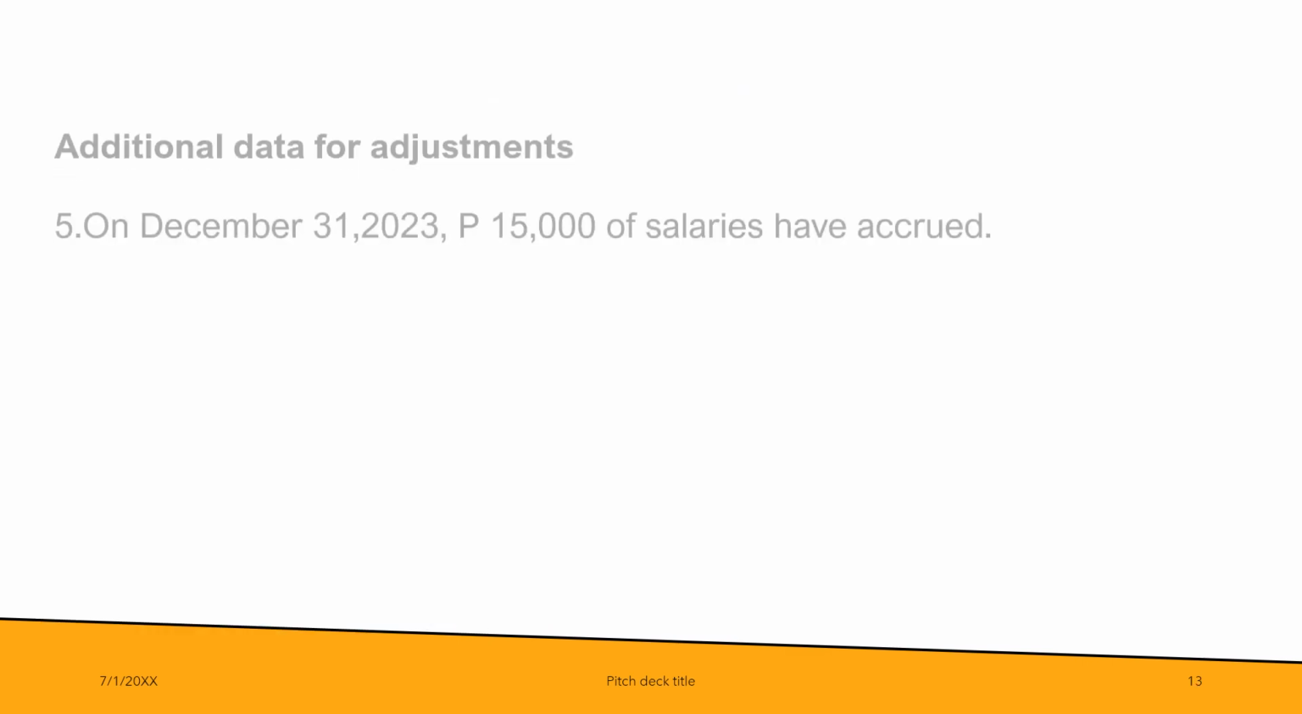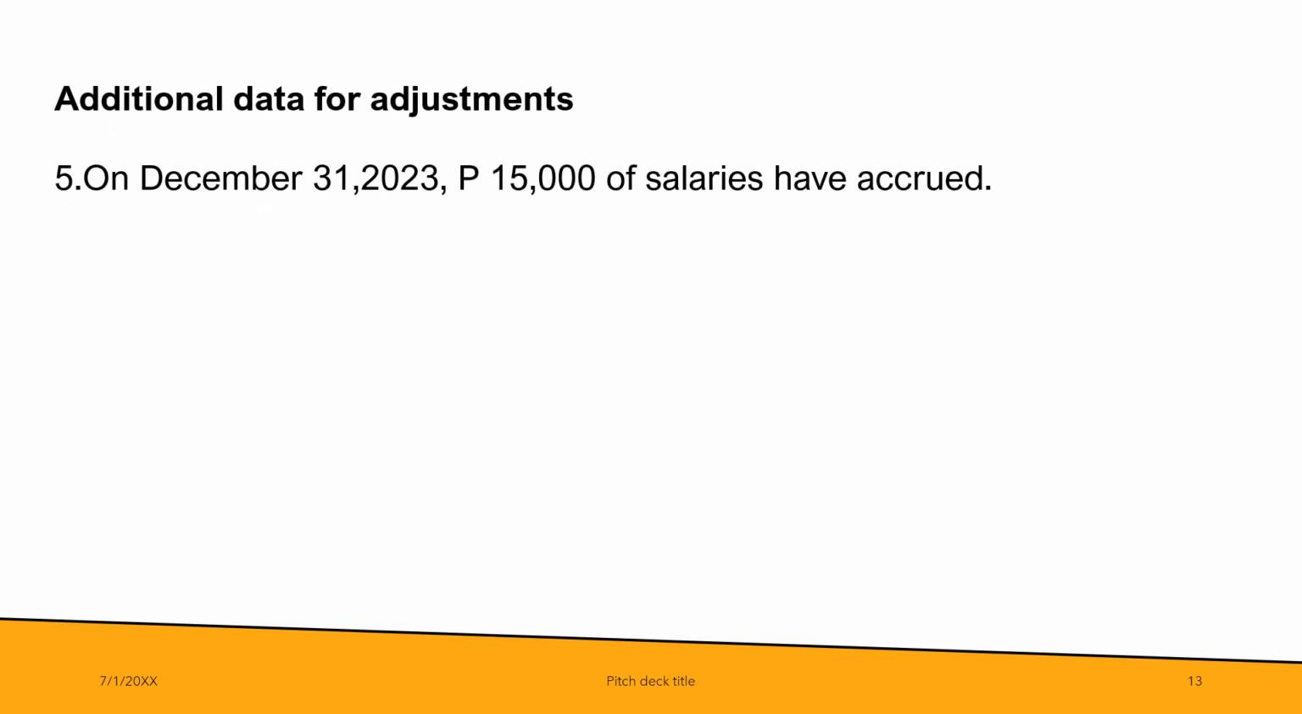Number 5, adjusting entry. On December 31, 2023, 15,000 of salaries have accrued. So this is accrual of expenses. And as mentioned, in our format, we debit the expense and we credit the payable. So this is how we record these accrued salaries. We debit salaries expense 15,000 and we credit salaries payable. And let us post this to the worksheet.